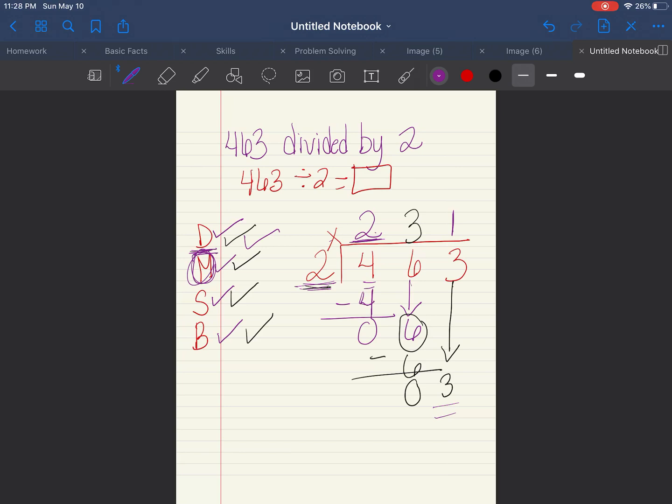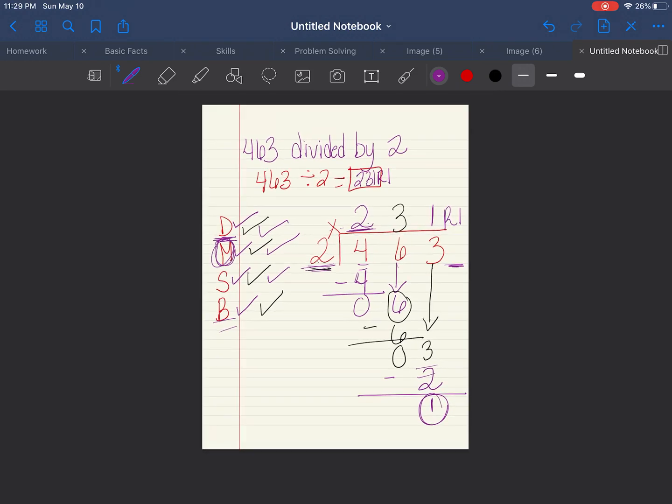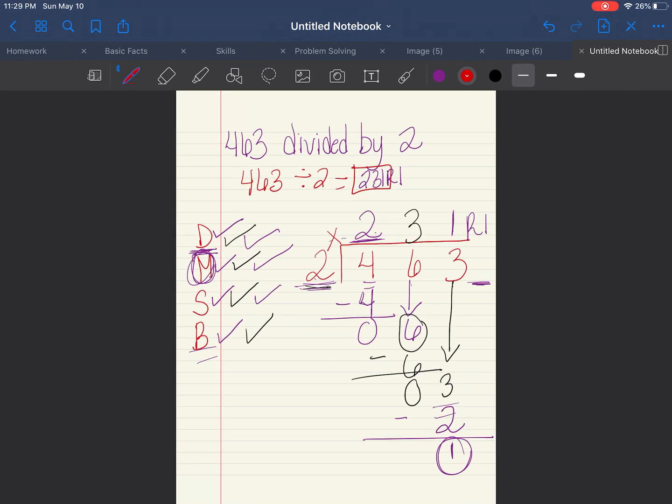Go back to the top and we're going to divide again. How many times can the 2 go into the 3? We know that we can only go in once. So now we multiply. 2 times 1, write it down. That equals 2. Subtract 3 minus 2, that equals 1. Bring down. There's actually nothing else to bring down. So 1 becomes my remainder, 1. 231, remainder 1.